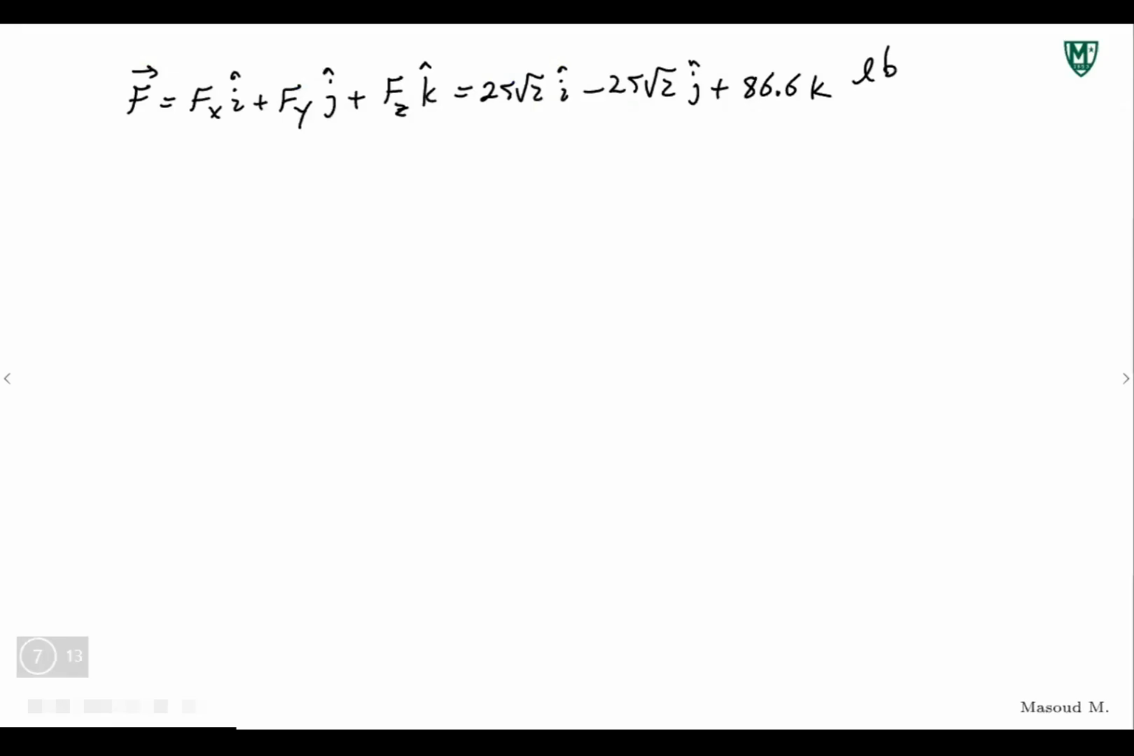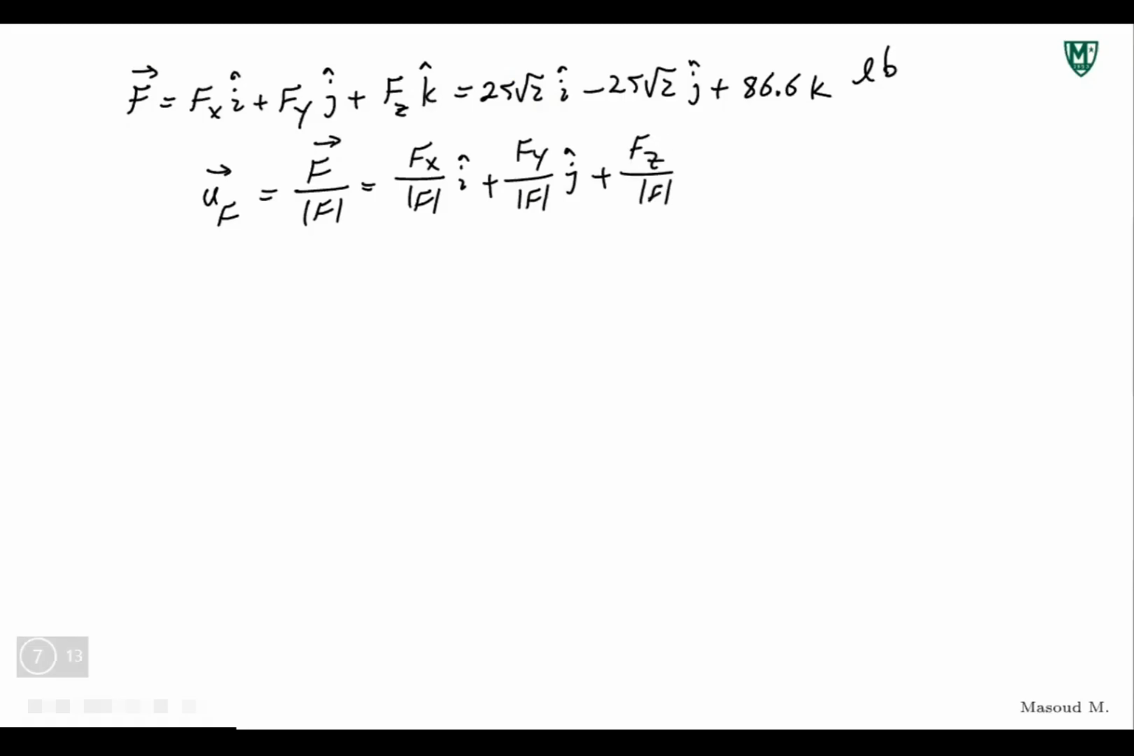So the unit vector, I'll call it UF, would be the vector F divided by the magnitude of vector F. We can just write it again as Fx over the magnitude of F i plus Fy over the magnitude of F j plus Fz over the magnitude of F k. 25 square root of 2 divided by 100. I think I did the math to give you the number.